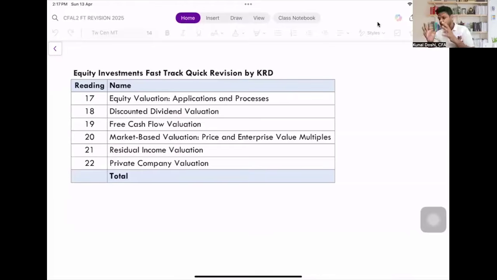Now, when you were doing the full course, it took a lot of time, but in the revision, it is not going to take a lot of time because you will see the interconnection between the topics. Yes, for example, dividend discounting model, free cash flow, all those are interconnected. The philosophy, the technique is the same, right? In fact, you will see many of these formulas are the same, correct? Now, these six readings will begin. So let's begin with the first reading, application and process.